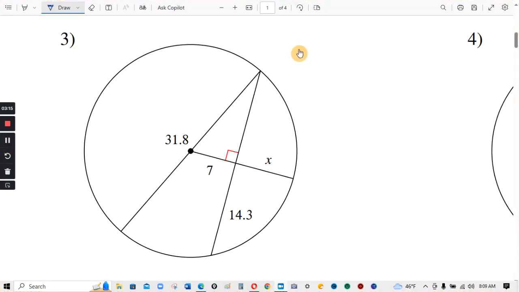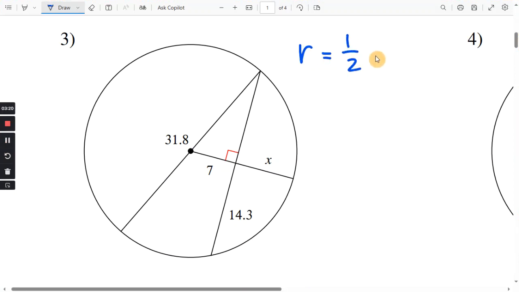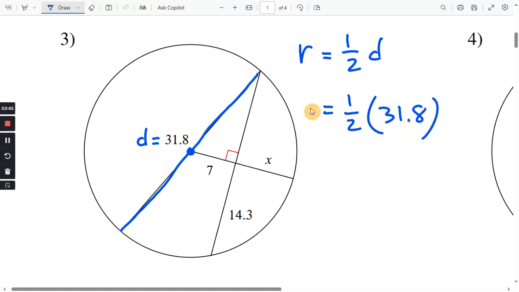Problem 3, you want to remember that the radius equals half of the diameter. The diameter is given right here. We can see that it goes through the center, so that 31.8 is your diameter. You take half of 31.8, and that will be your radius. Also right here, I'll do it in a different color, this line segment is also a radius. So you just have 7 plus x. The radius also equals 7 plus x. You set this equal to that because they're both radii, and you just solve for x.